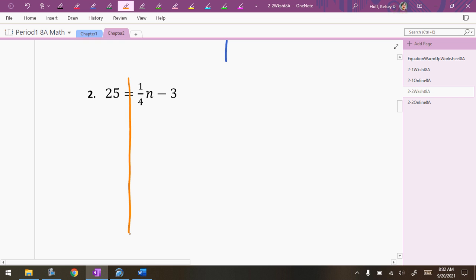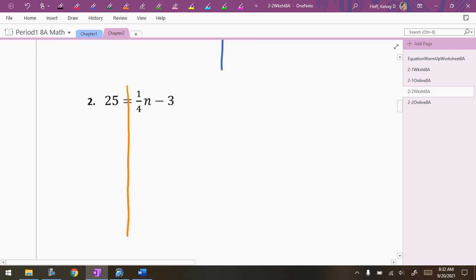Very good. The opposite of a -3 would be to add 3 to both sides. So we're going to write +3. So in your calculator, 25 plus 3 is 28. And then we drag down my 1/4 n.